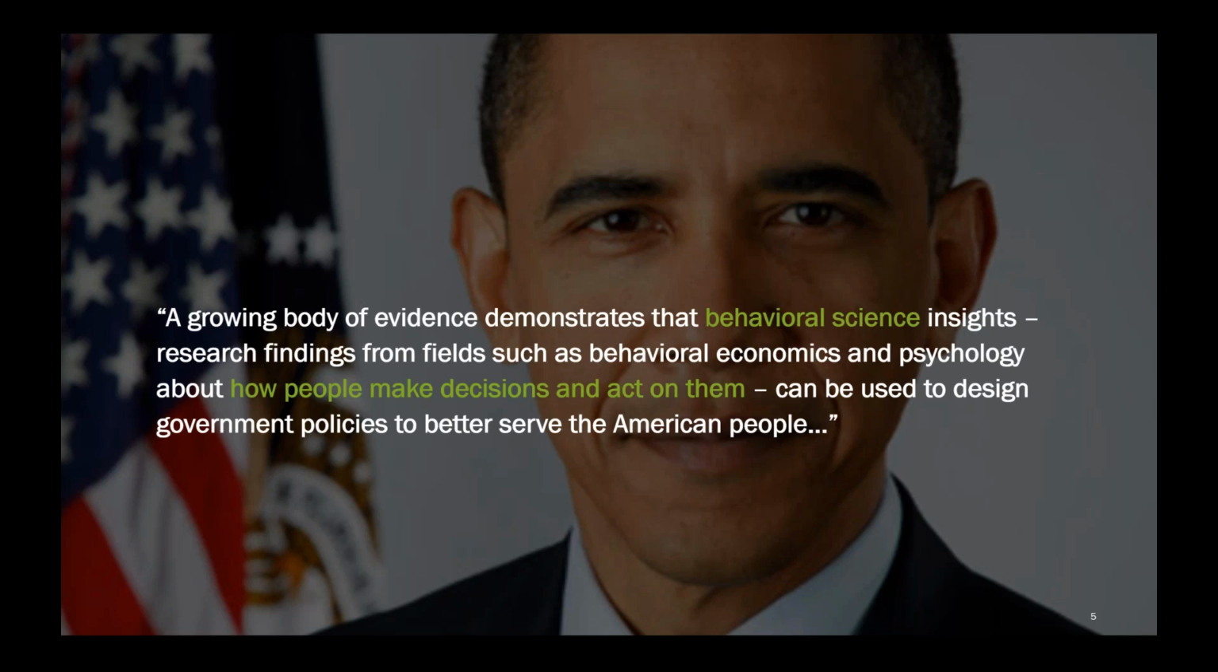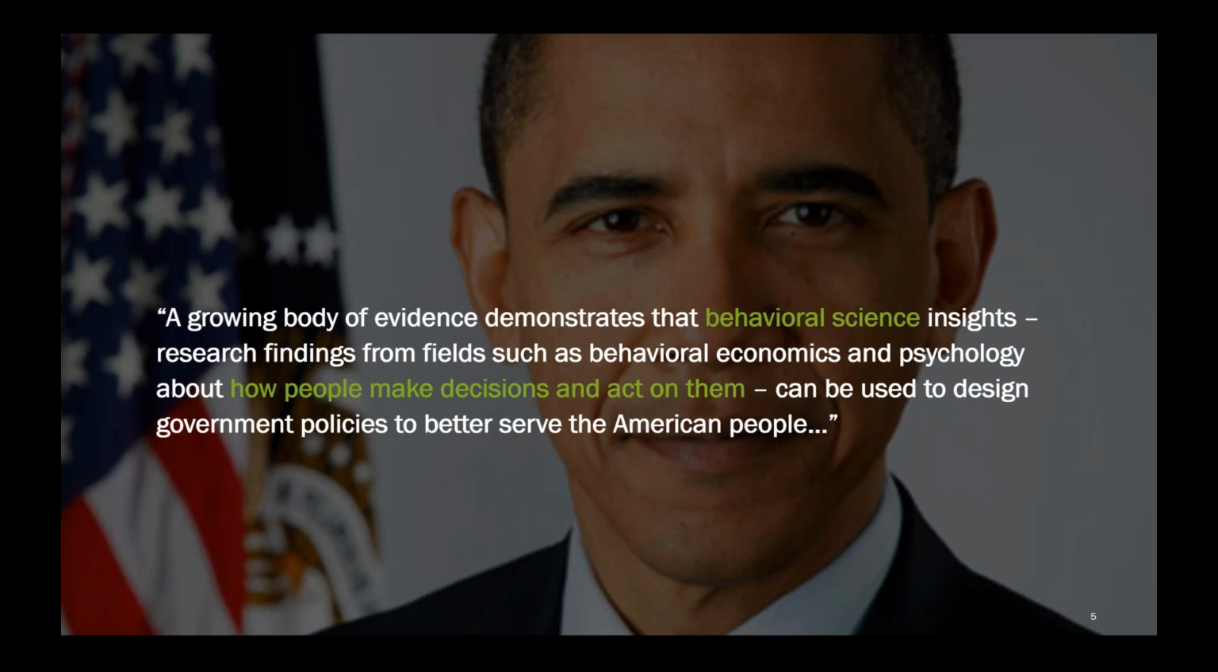There's a couple of reasons I put this particular slide up as an intro. The first one is I think Obama has a very nice, concise and usable definition of behavioural science. This thing about how people make decisions and act on them is a concise definition that I tend to use quite a lot of the time when summarising what behavioural science is.